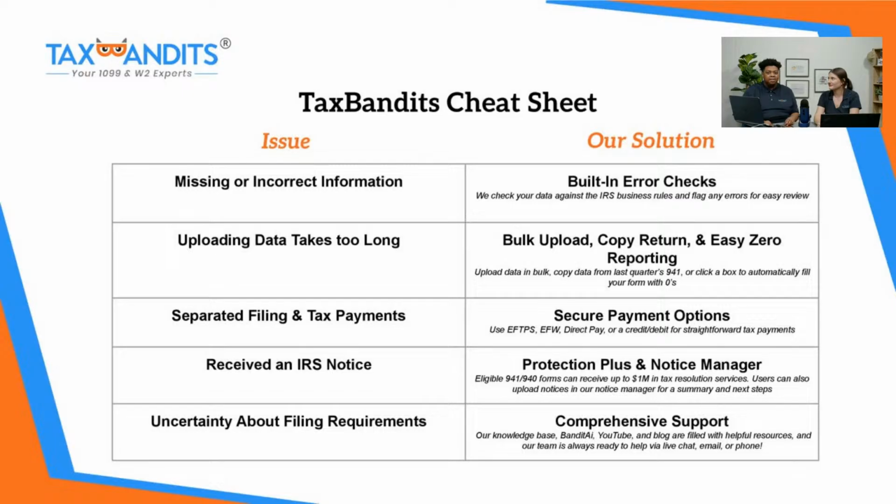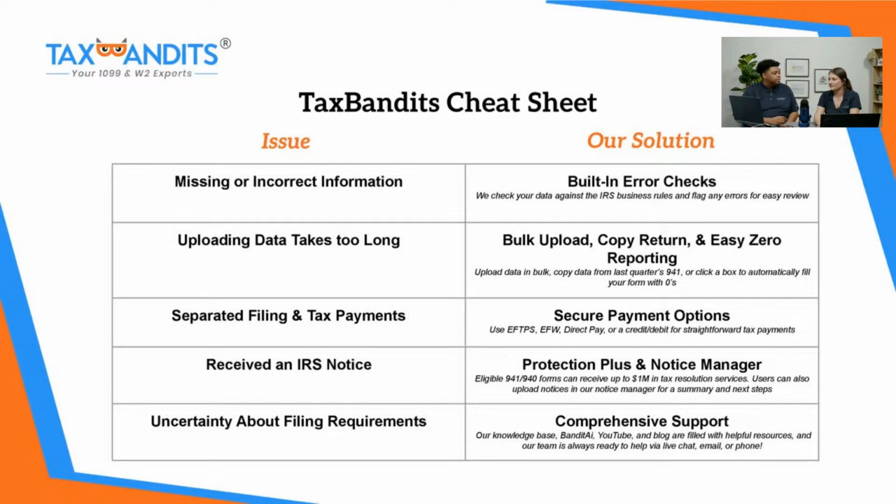For my CPAs out there, yes, we do have different features to help streamline this process, such as our bulk upload. You can bulk upload for multiple 941s at a time. A copy return option. So essentially, if you have a previously accepted 941 from the previous quarter and there's not much changes from Q4 to Q1, you can just copy that return and file it. And also we do have our easy zero reporting feature that we mentioned before.